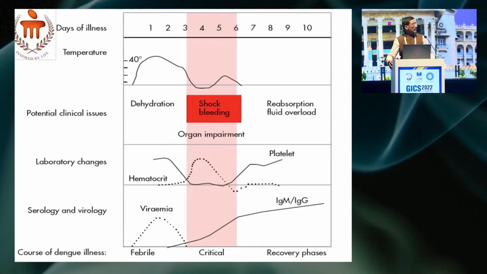This is the classical explanation of the pathophysiological events in dengue. There are three phases: initial viremic phase, febrile phase, followed by critical phase when a lot of changes are happening, and then recovery phase.